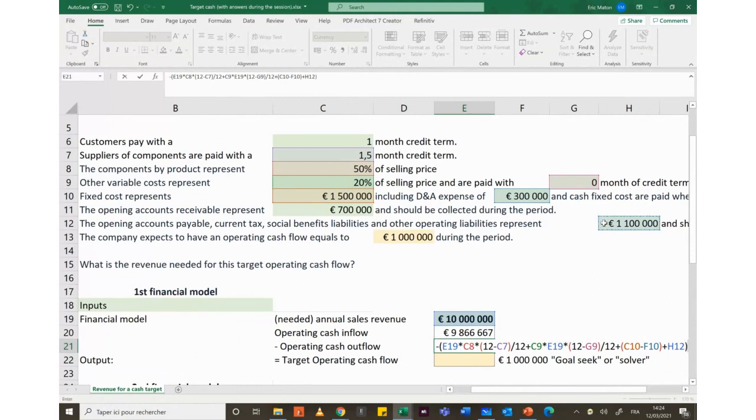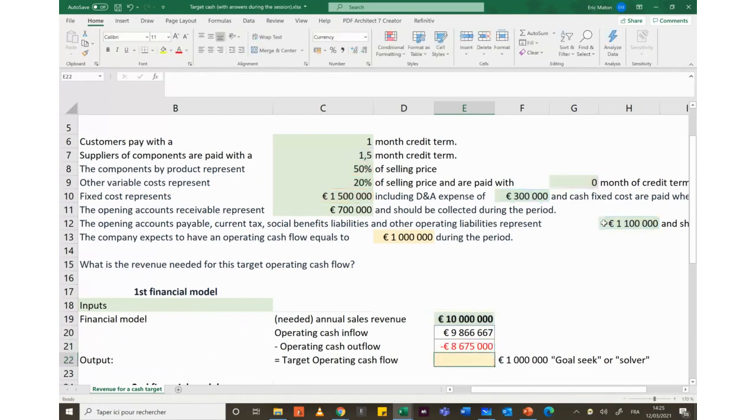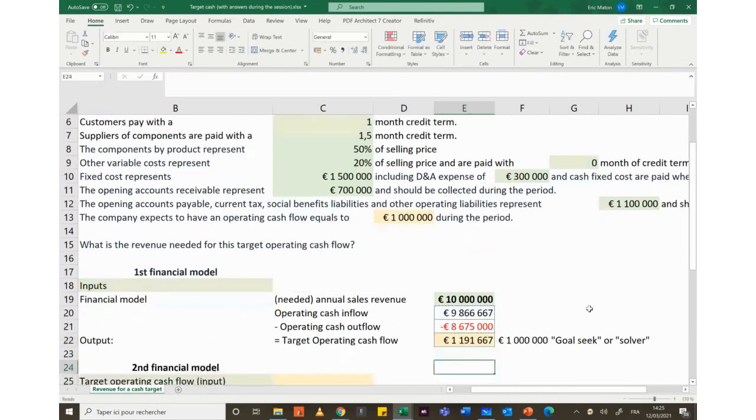So now I have all the links to the inputs I need. And now I have the target operating cash flow. I add the two, the inflow minus outflow. So this is the operating cash flow if the sales revenue is 10 million.